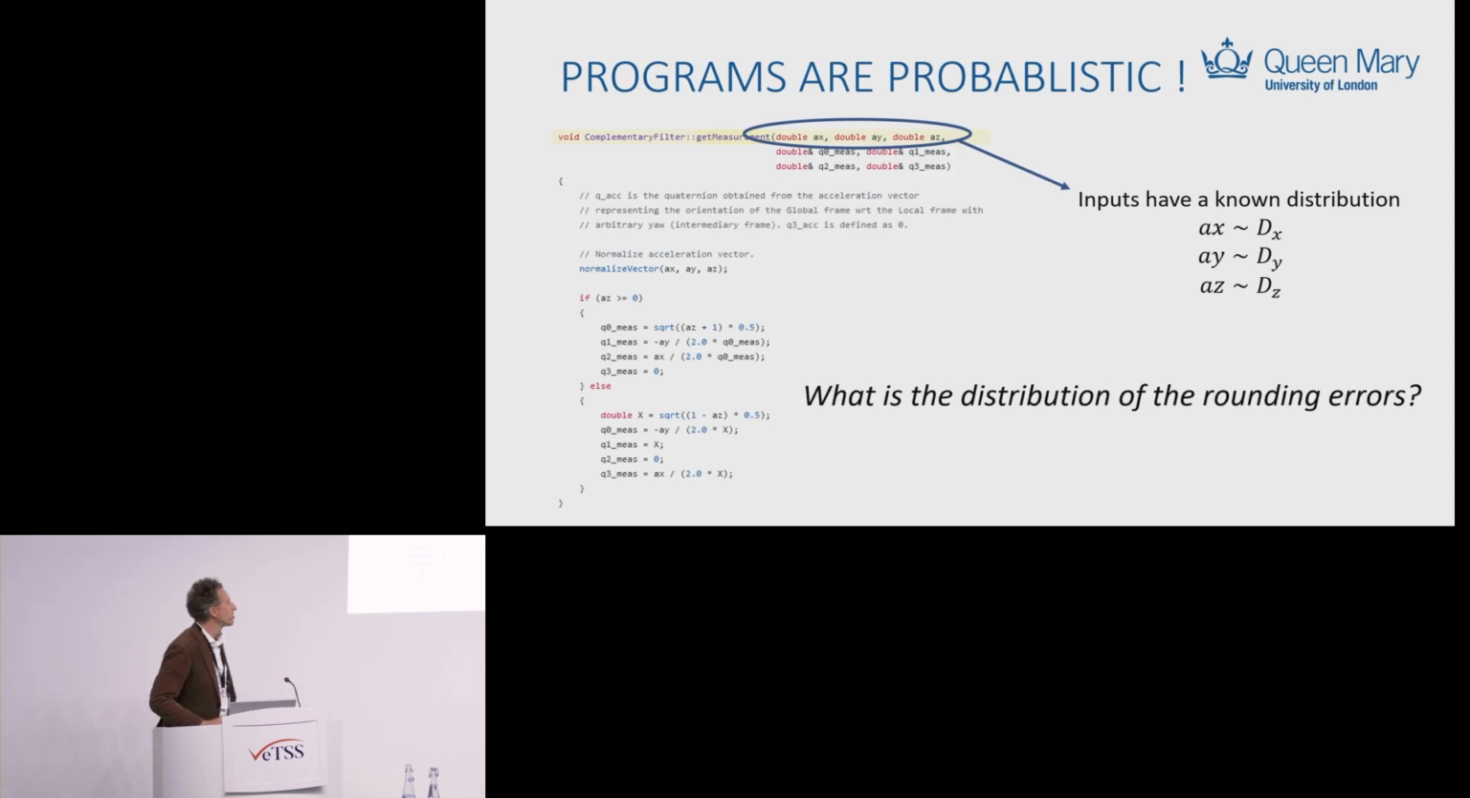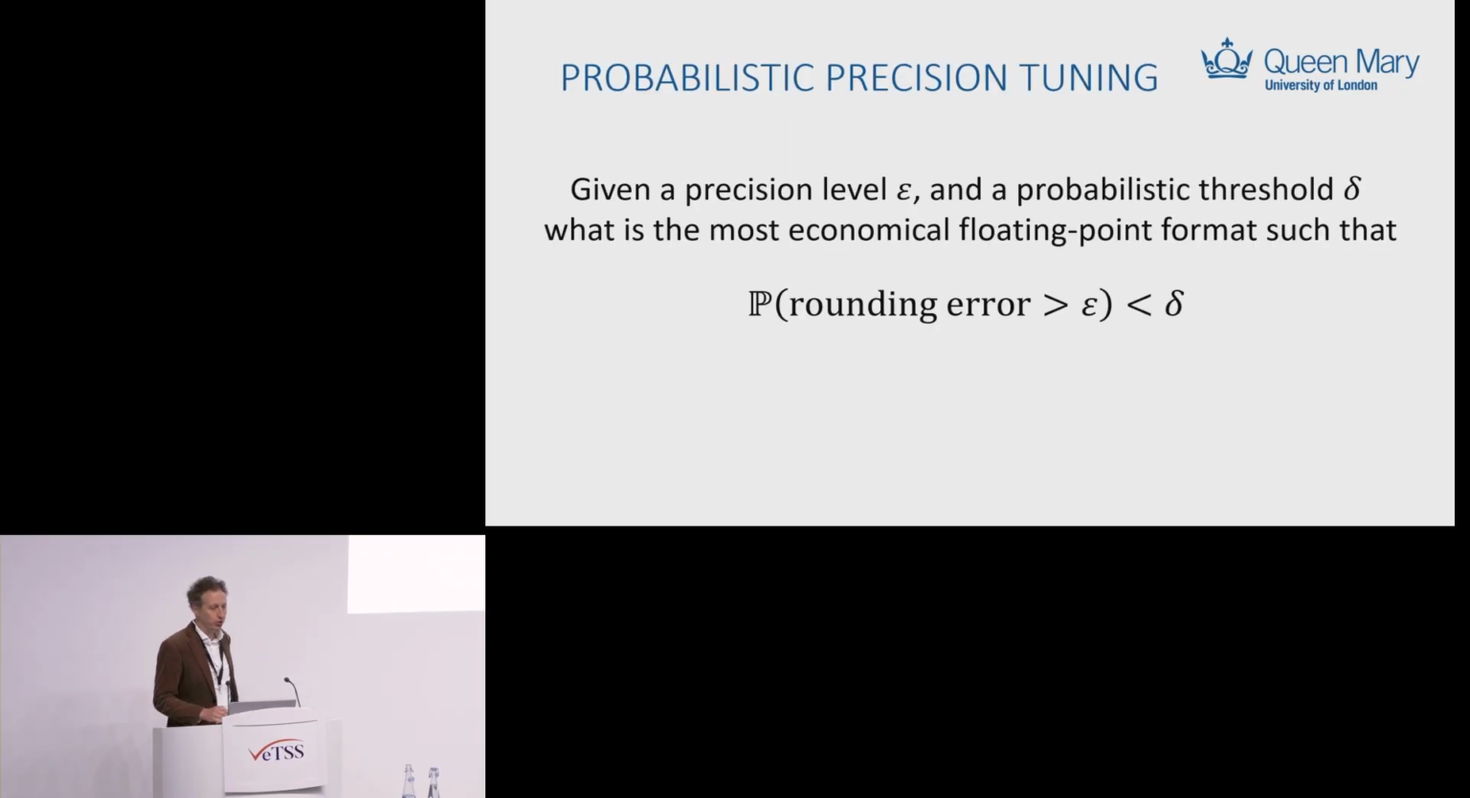I can also ask the question, what's the distribution of the rounding errors? Because obviously all these arithmetic operations are being performed in floating point arithmetic, so that introduces rounding errors. So I can ask the question, what is the distribution of these rounding errors? And this brings me to the question of probabilistic precision tuning.